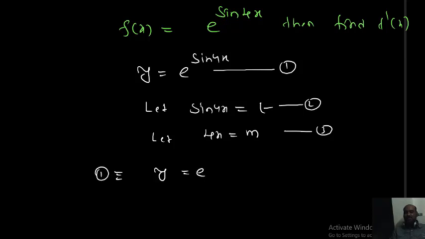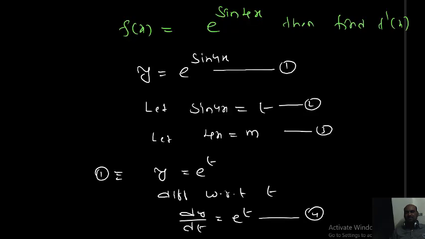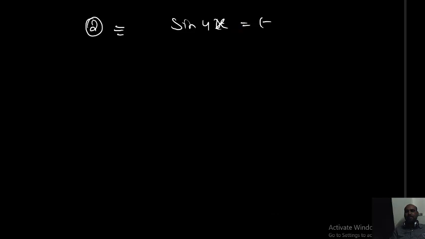y equal to e power t, differentiating with respect to t, you will get dy/dt equal to e power t only. So I can say this is the fourth result. Now I want to take the second one. Second is sine 4x is taken as t. 4x means m, so sine m equal to t.